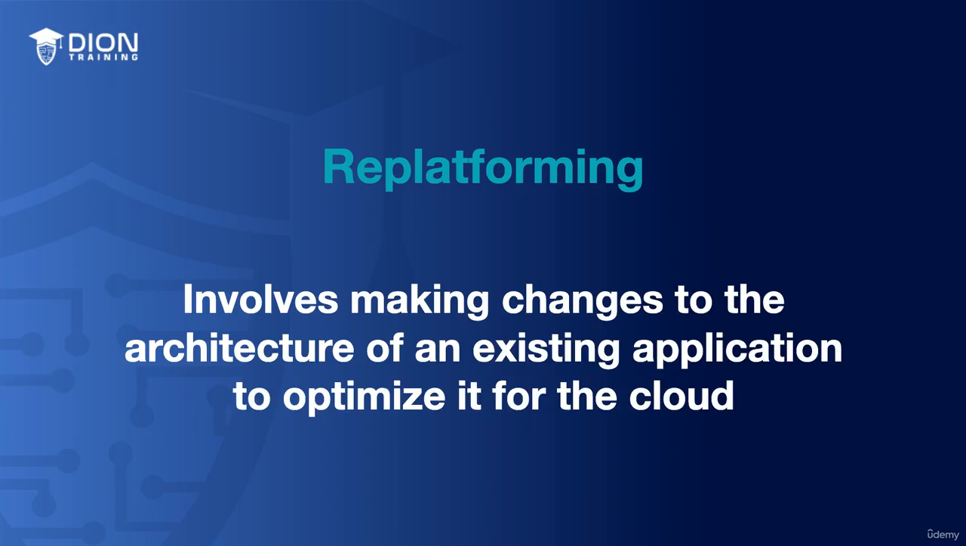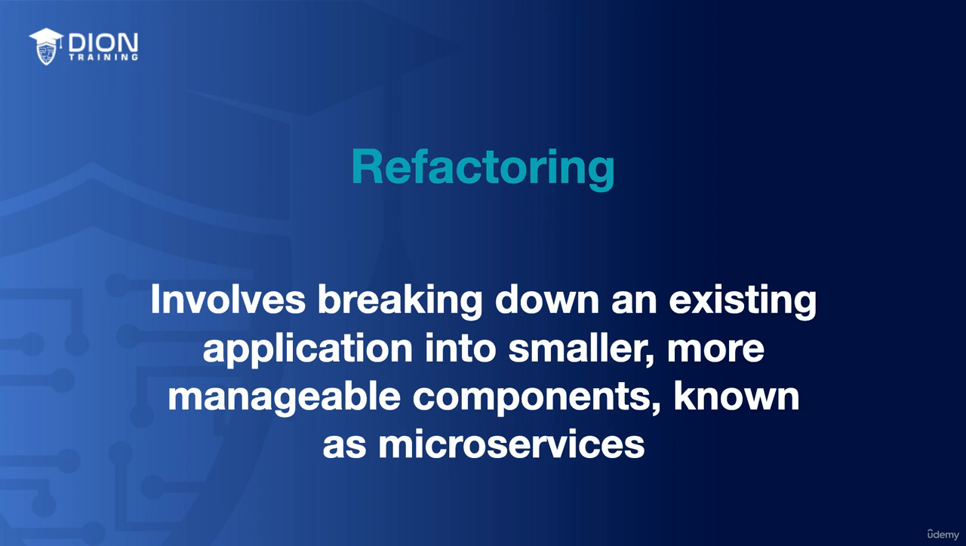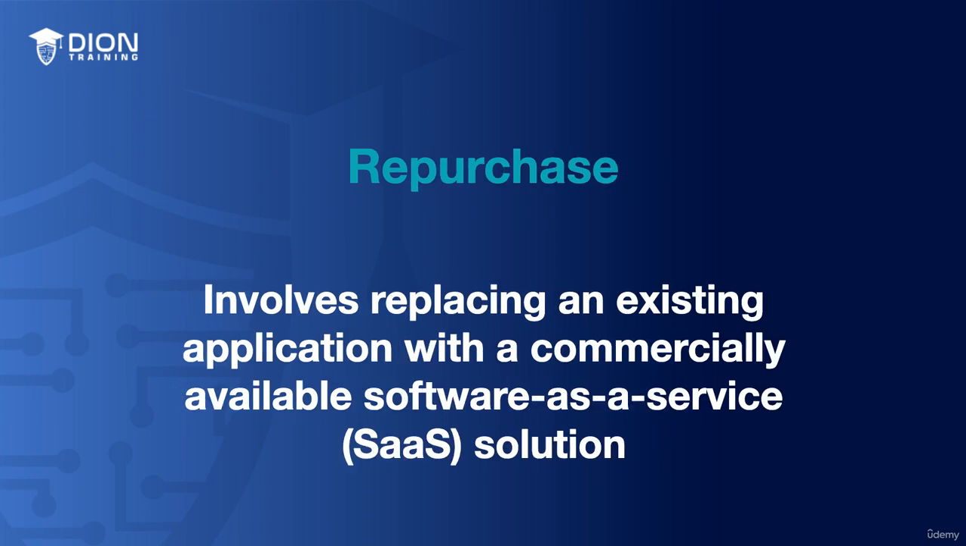Replatforming, also known as a lift, tinker, and shift, or a re-architecture migration, is going to involve making changes to the architecture of an existing application to optimize it for the cloud. Refactoring, also known as rip and replace, is going to involve breaking down an existing application into smaller, more manageable components, which are known as microservices. Now, repurchase, also known as drop and shop, involves replacing an existing application with a commercially available software as a service, or SaaS, type of solution.